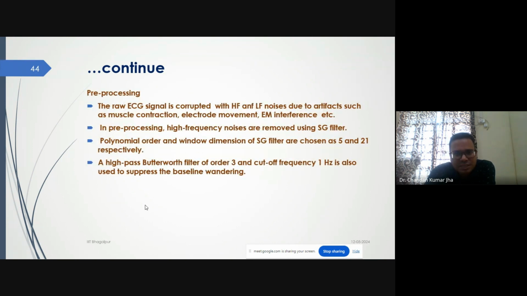In the pre-processing, high frequency and low frequency noises have been removed, for the different artifacts such as muscle contraction, movement, and electromagnetic interference. For high frequency noise removal, an SD filter has been used, with order 5 and window dimension 21. And for baseline wandering removal, a high pass Butterworth filter of order 3 and cutoff frequency 1 hertz has been used in this technique.